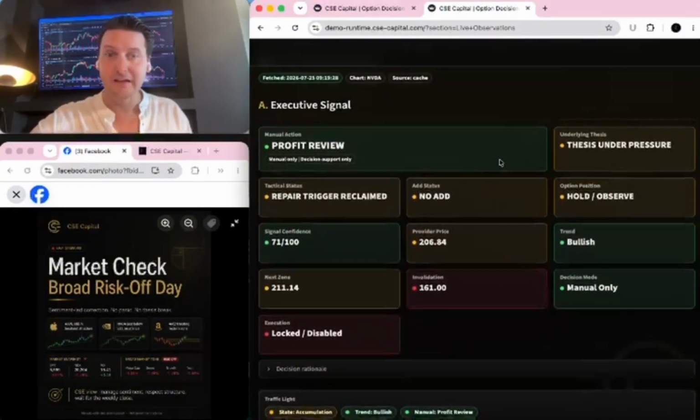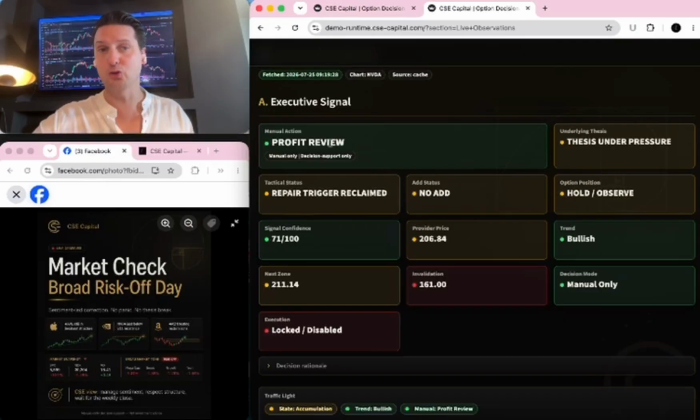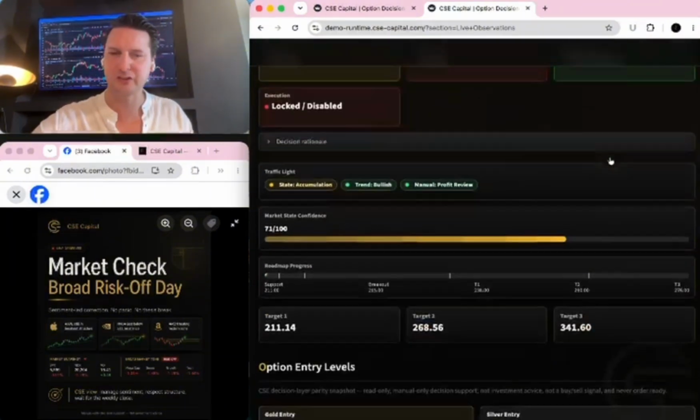So NVIDIA is in profit review, so you could make the decision to take your profit. The thesis is under pressure. The repair trigger has been reclaimed. No add, hold, but if you have a position, hold it. So the provider price is 206 at the moment. There can be differences with your provider. There are always differences between brokers. But 211 is the repair trigger. 211 is the important line. And we are just below that. So that is why the thesis is under pressure.